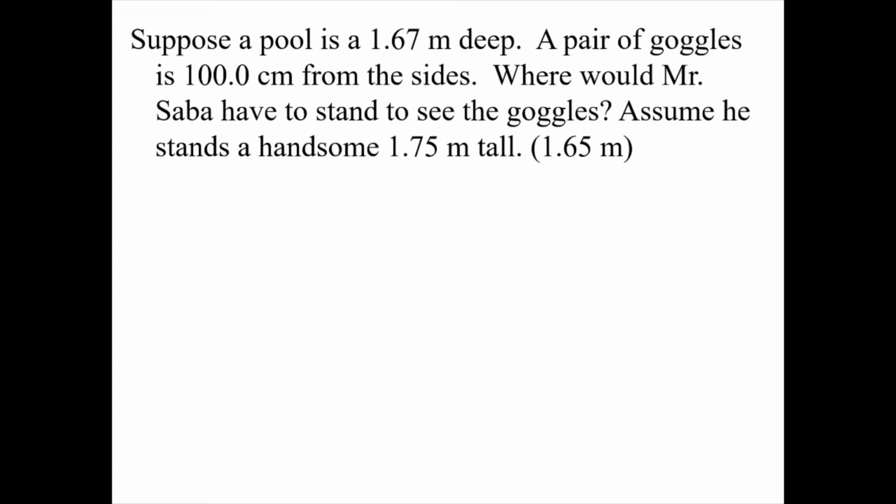Now let's try an unusual problem. Suppose a pool, let's say it's 1.67 meters deep, so that's maybe about 5 feet. Not unreasonable for a swimming pool. And a pair of goggles is 100 centimeters from the side. So here's the goggles, when you throw goggles in the pool or you lose your goggles and you're trying to find them. Now 100 centimeters is 1 meter. Let's make it into meters. I like that a little bit better.